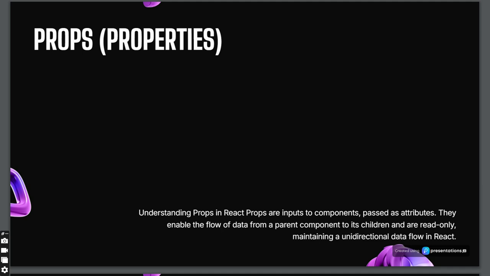Props means properties. Properties are the input to components and enable data flow from a parent component to its children. By passing data through props, React maintains a unidirectional data flow, helping us create modular components. Props are read only, meaning they cannot be modified within the child component, ensuring predictable and consistent component behavior.